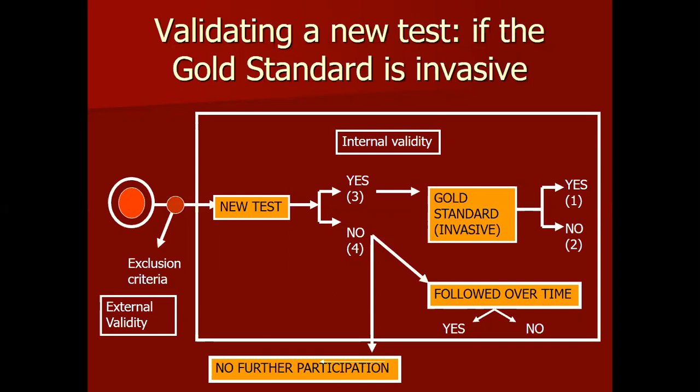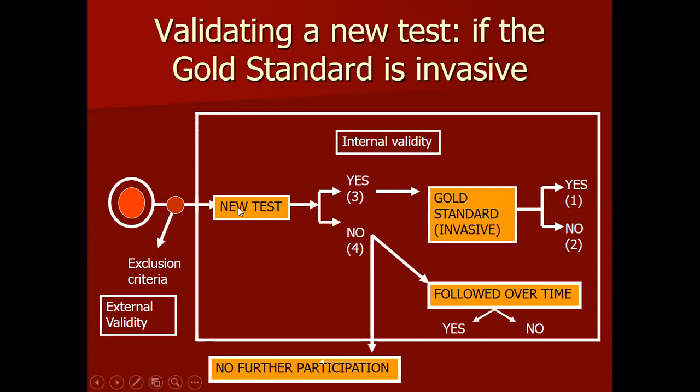So if the gold standard is invasive and you're doing a diagnostic study, sometimes what they actually do is say, well, let me apply the test. And if the test says you have the disease, well, we'll give the test the benefit of the doubt. All we're trying to determine is if the test is accurate. We'll give the test the benefit of the doubt and say, all right, you have to go ahead and get the gold standard test.